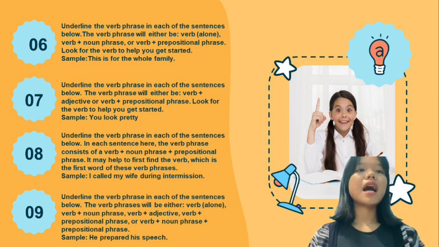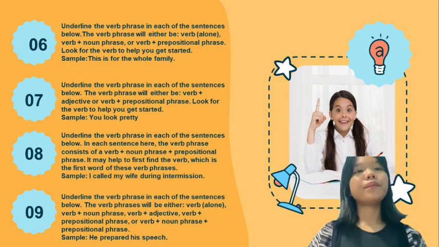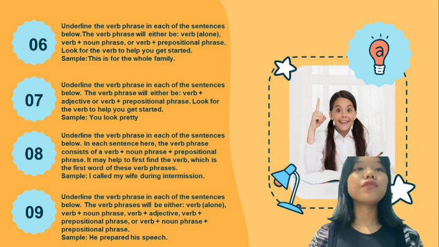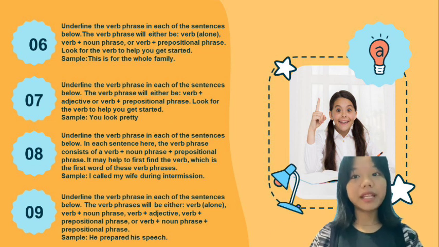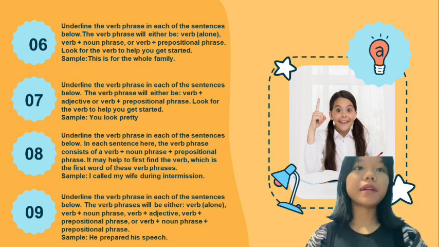Seven is: underline the verb phrase in each of the sentences below. The verb phrase will either be a verb plus adjective or verb plus prepositional phrase. Look for the verb to help you get started. Sample: you look pretty.